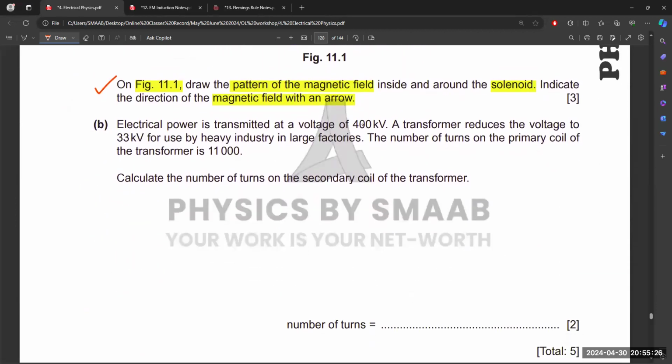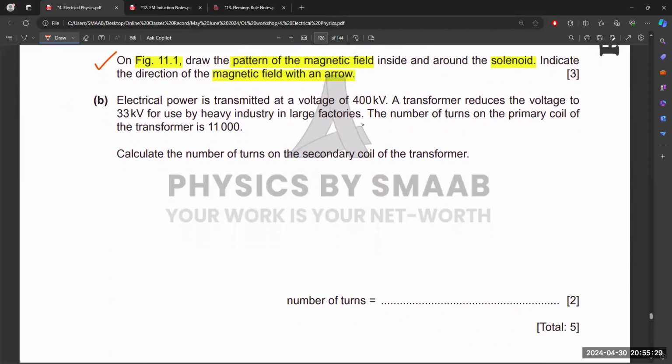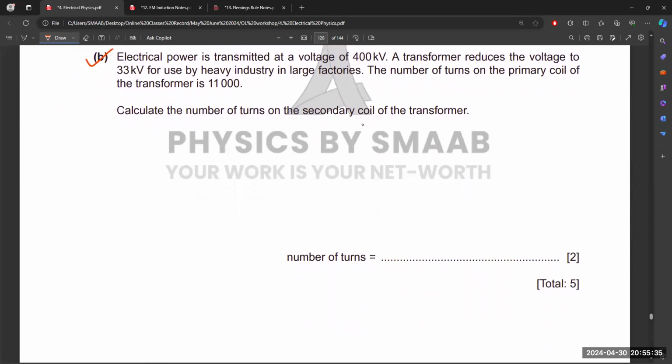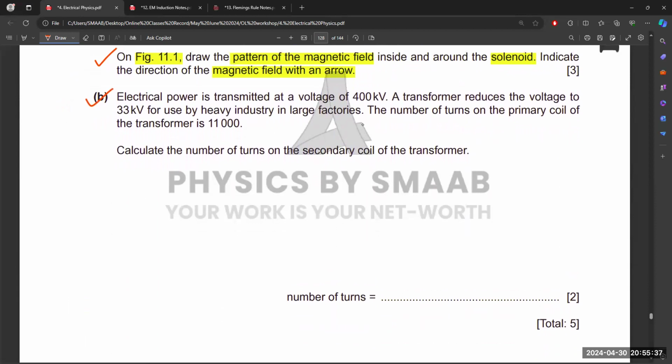Okay. This part we left yesterday because it is also related to the transformer. Now you can also solve this part. So electrical power is transmitted at a voltage of 400 kilovolt. So voltage is given. A transformer reduces the voltage, right? Reduces means again it is a step down, right? Because it is reducing, reducing means step down. The voltage to 33 kilovolt.